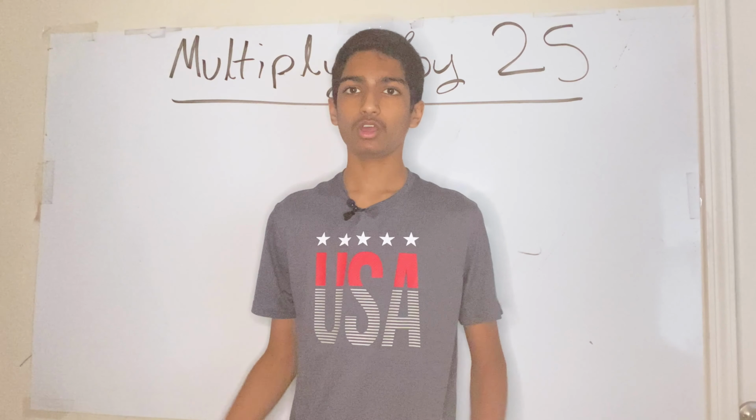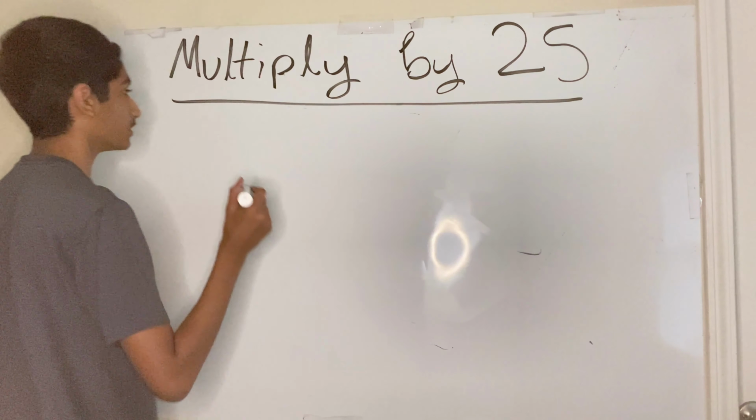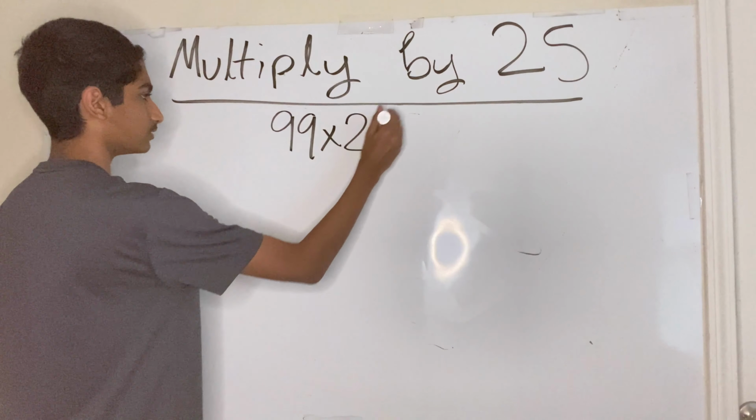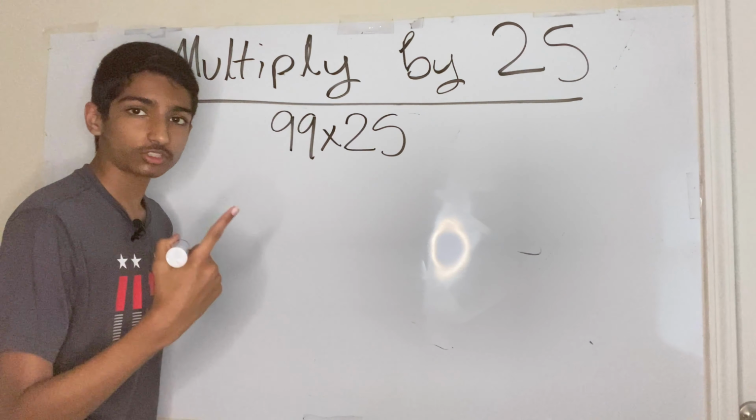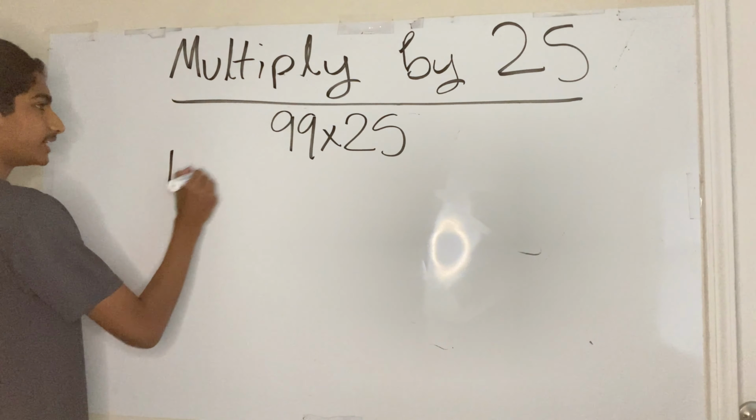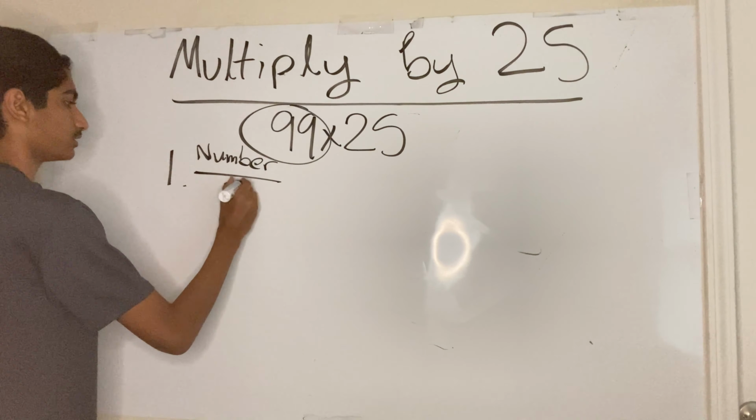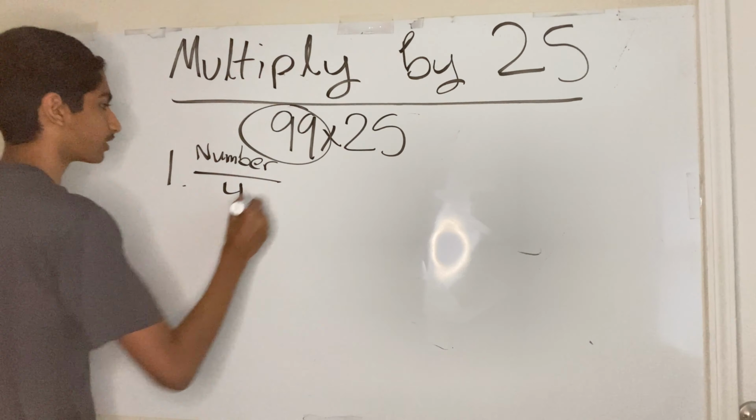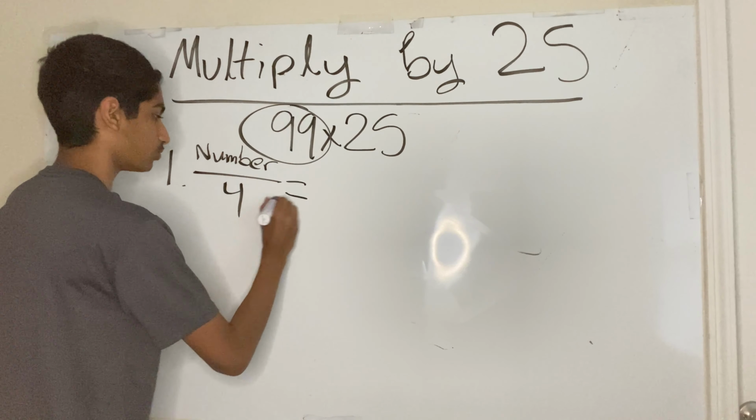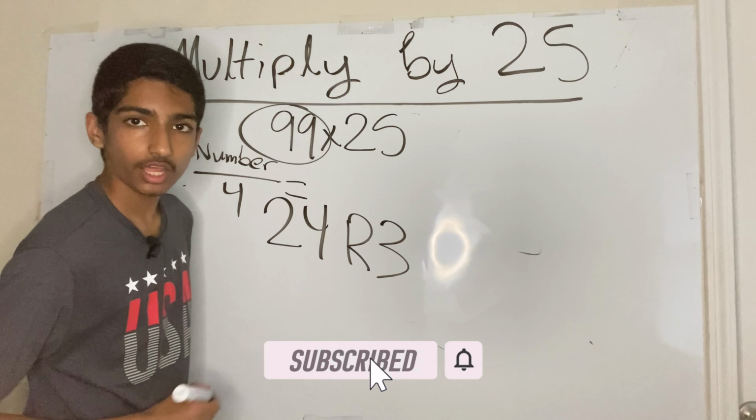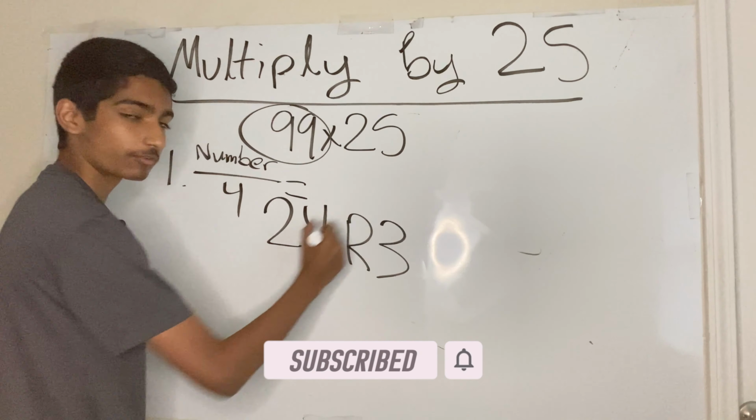Okay, so let's get right into the steps of this multiplication problem. For all of these steps, we're going to be using the multiplication problem 99 times 25. The first thing we want to do is take this 99 and divide it by 4. In this case, 99 divided by 4 is just 24 remainder 3. And we're going to use this remainder 3 for the second step.